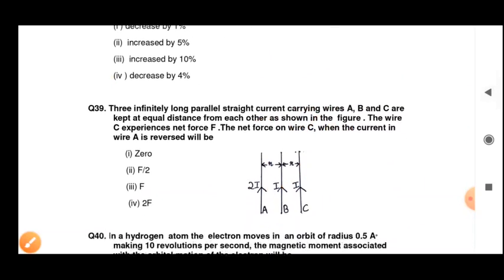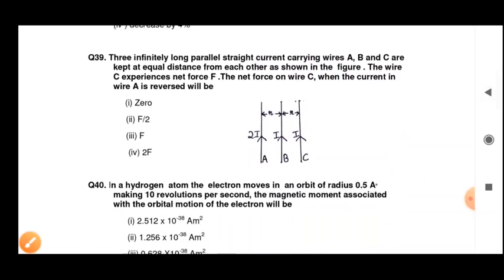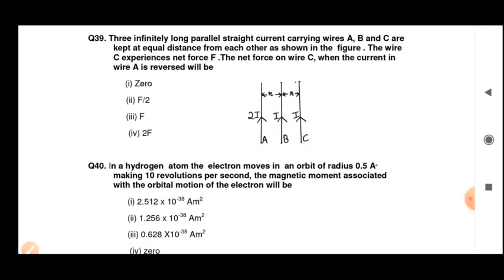This is also a question that you have to solve with a little care. So next question: three infinitely long parallel straight conducting current carrying wires A, B and C are kept at equal distances from each other as shown in the figure. The wire C experiences the net force F. What will be the net force on wire C when the current in wire A is also reversed?